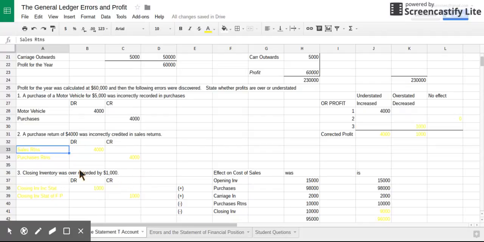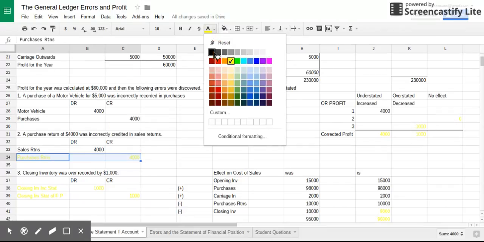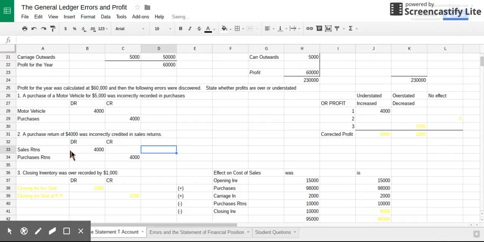Okay, so first thing, we shouldn't have done it. It shouldn't have ever been credited in sales returns. So we need to cancel out that entry by putting a debit entry into the sales returns account. And purchase returns, well, they're normally a credit entry because we're losing stock items, and therefore I should have credited purchase returns. Now, if we look here, I'm debiting something in the income statement and I'm crediting something in the income statement. I'm doing it by the same amount.